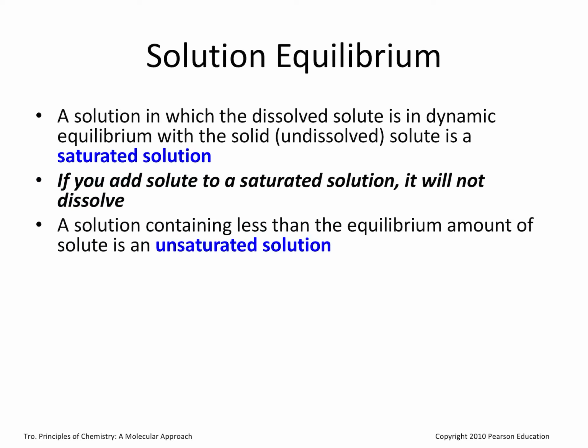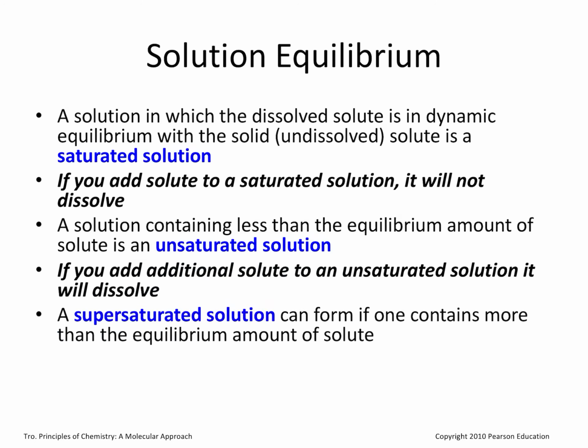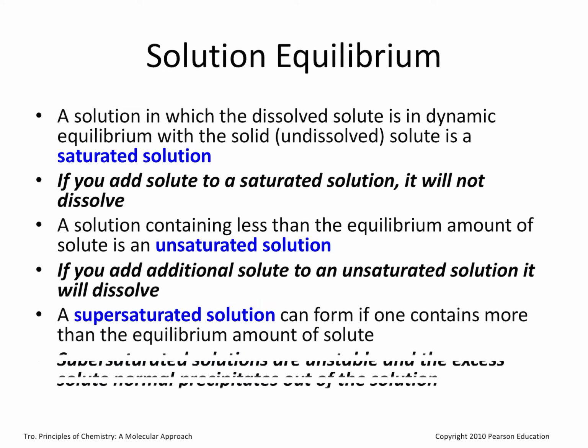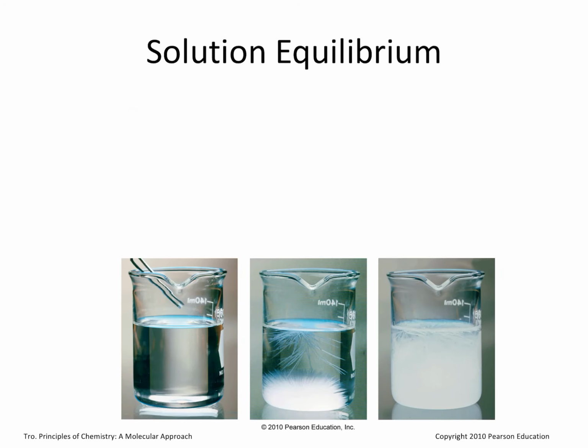Saturated. So then a solution that contains less than the equilibrium amount of a solute is unsaturated, which means that if you wanted to add any more solute into an unsaturated solution, it will dissolve. Then we have one more process of that, which is going up. A supersaturated solution can form if one contains more than the equilibrium amount of solute. Supersaturated solutions are unstable, and the excess solute normally precipitates out of solution. Because there's so much excess, it usually comes up to the surface.